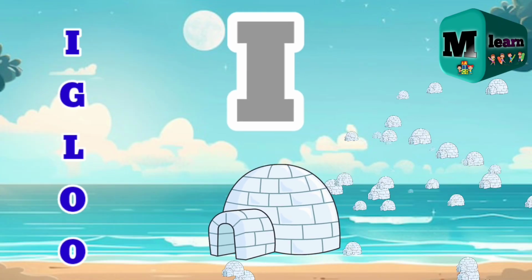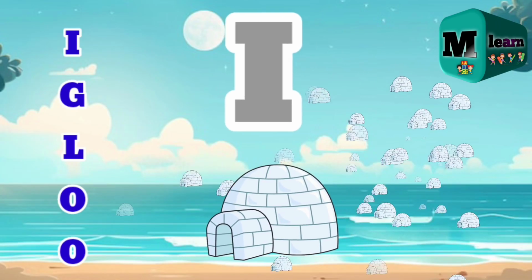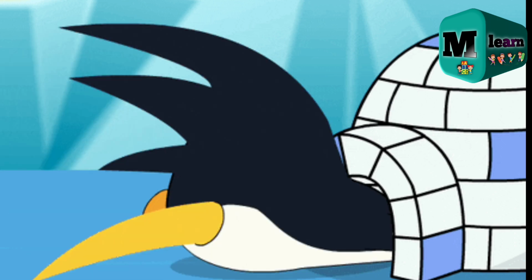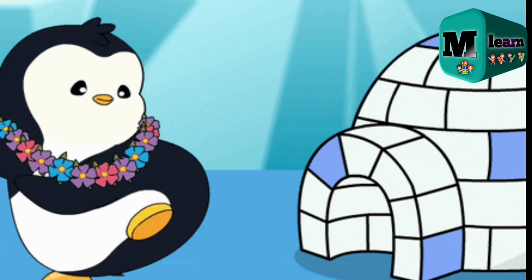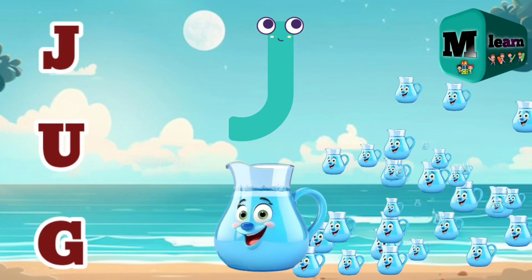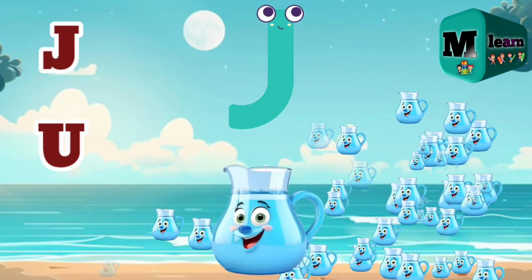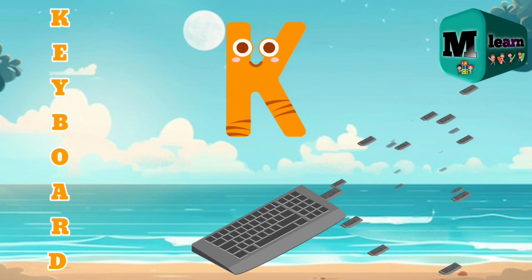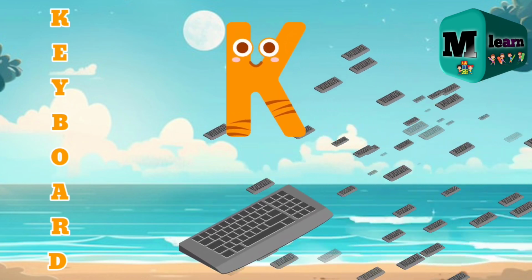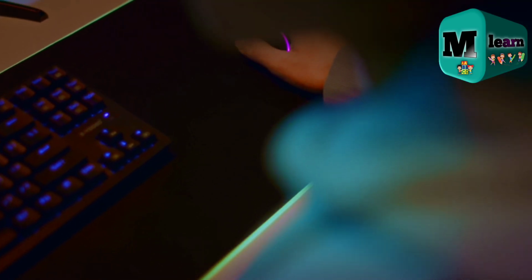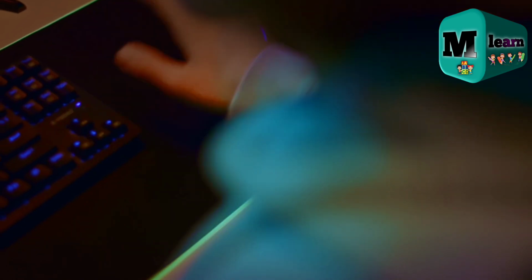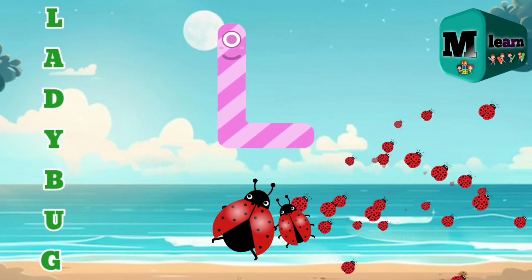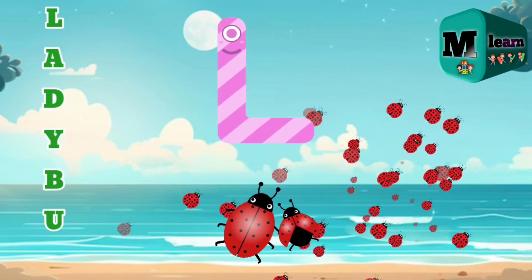I for igloo. J for jug. K for keyboard. L for ladybug.